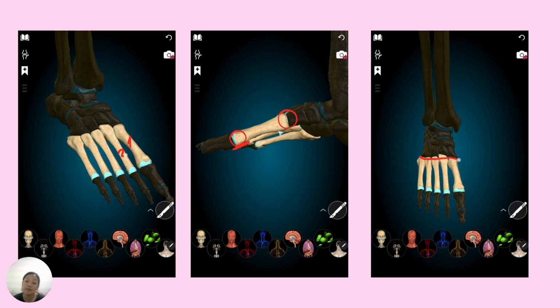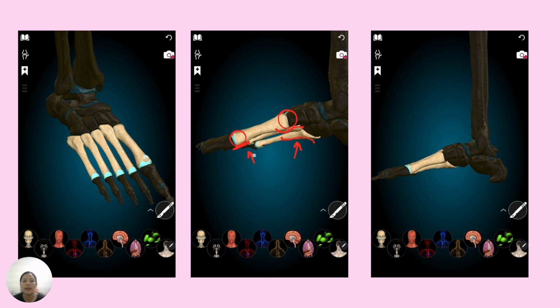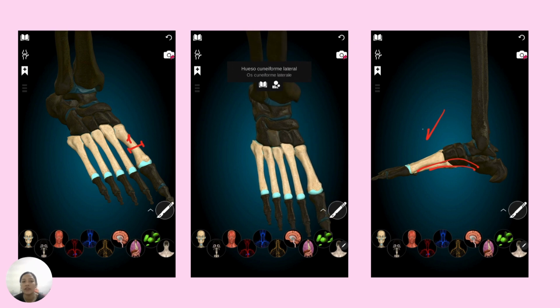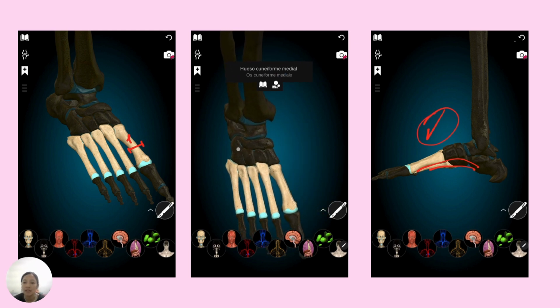And then we have the metatarsals that we can see in the second and the third video, and their heads and bases form the transverse arch along with the cuneiforms and also the cuboid in the base of the toe.